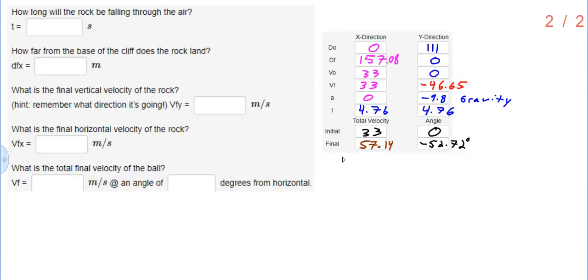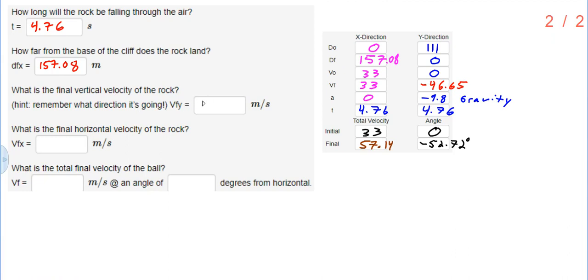Now that we've answered all of the questions in our table, we can just go ahead and look at the questions on the problem. So the first one says, how long will the rock be falling through the air? Well, I figured out that time is going to be 4.76 seconds. Next, how far from the base of the cliff does the rock land? That's talking about the distance in my x direction, and that would be 157.08 meters.